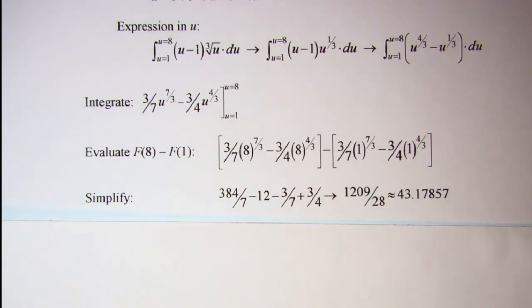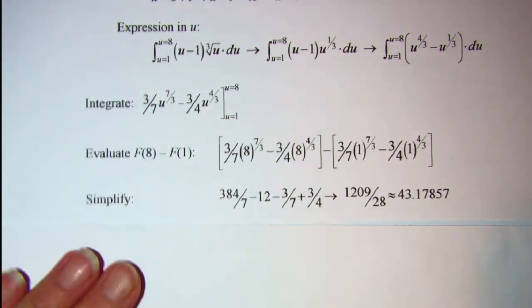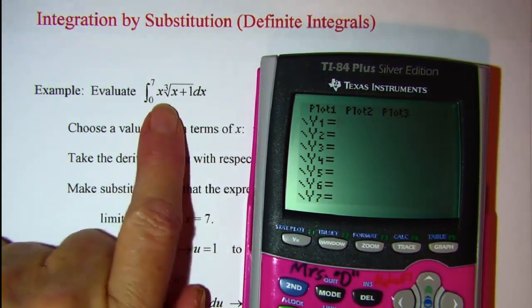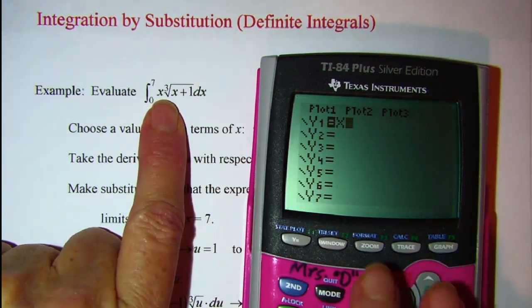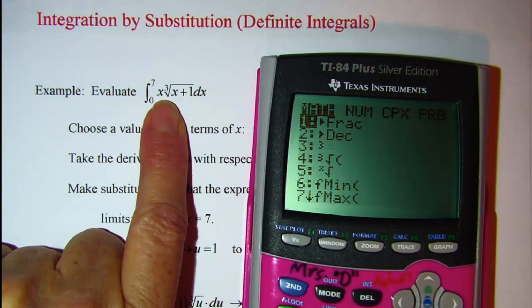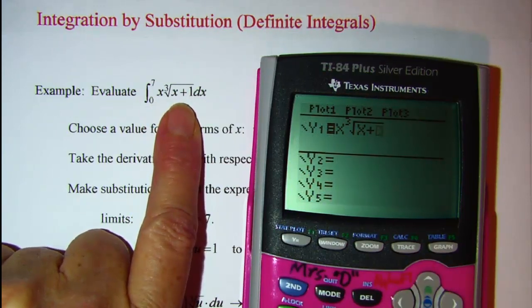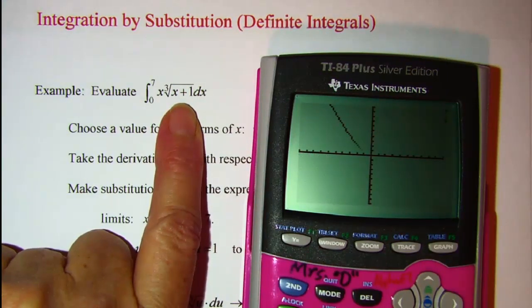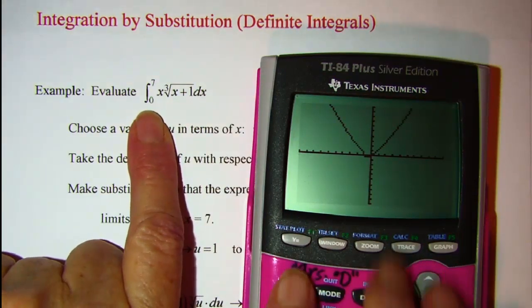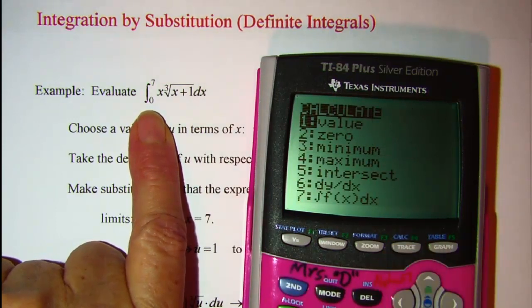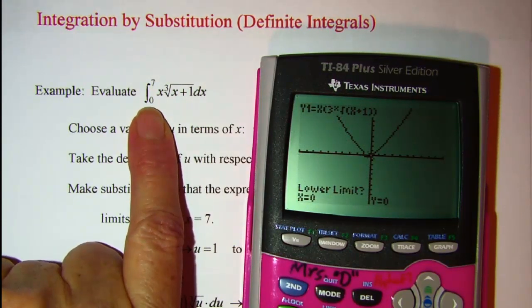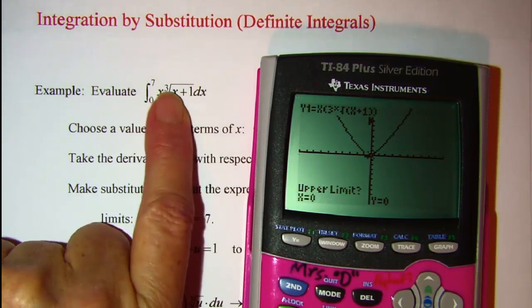Now let's look at this on the calculator. We have x times the cube root of plus 1 and we're going to second calc choice number 7. We need a lower limit of 0 and an upper limit of 7.